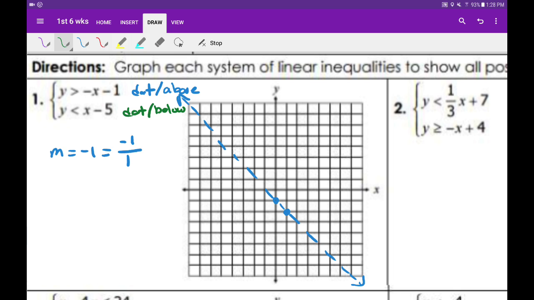Okay. And then graph the second line. So this one's -5. And then this slope is a +1, so very similar, except we're going to go up 1, right 1. Okay, and this one is also dotted.